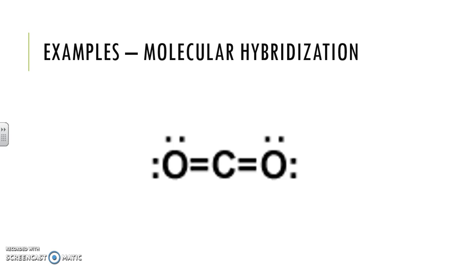Here's CO2. Now CO2 has double bonds. Well, each double bond only counts as 1 area of density. So technically there's only 2 areas of density around this carbon, the central nucleus. 2 areas of density, this is sp hybridized.